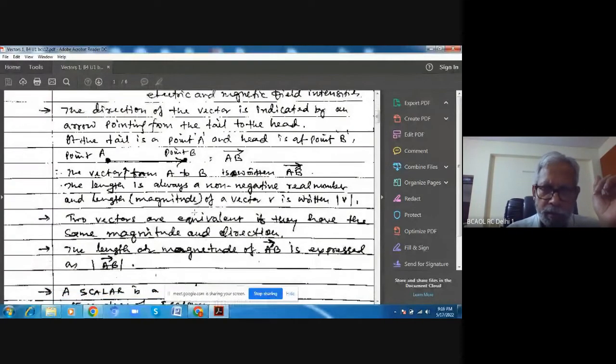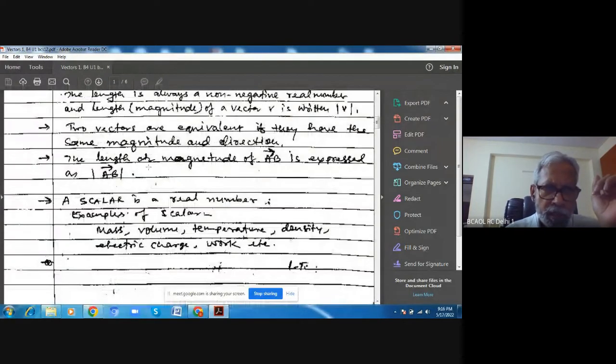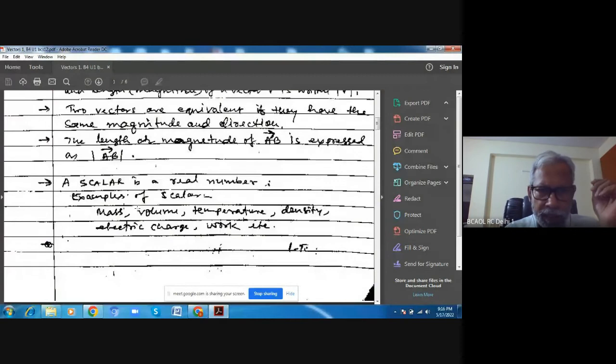Now another important thing is how the length or magnitude of the vector is expressed. When you are expressing the length and magnitude both, we put a mod, this bar. It means there is some length, some magnitude. Vectors with a length. Now a scalar is a real number and it is expressed as a scalar. Examples are mass, volume, temperature, density, electric charge, watt. These are all scalars.